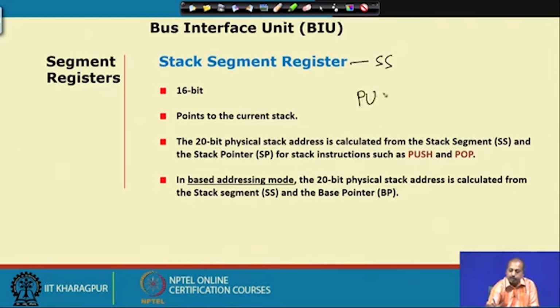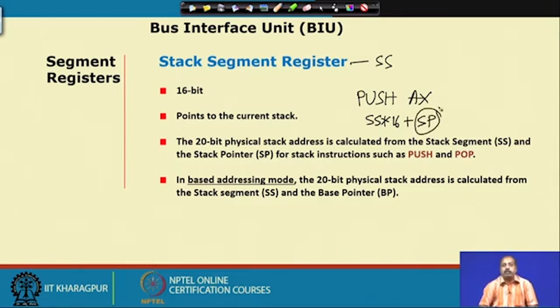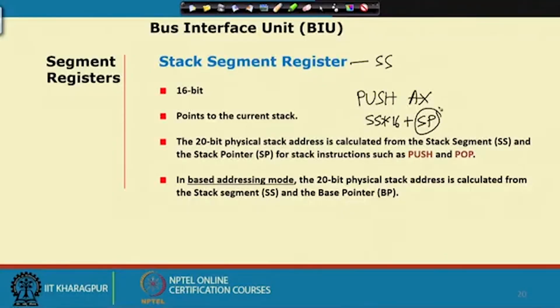You can have an instruction like push AX. What we want to do is save the register AX into the stack. To what address will it be pushed? That will be determined by the segment register content multiplied by 16 plus the stack pointer register. There is a stack pointer register available in the execution unit of this 8086. That value will be added with 16 into SS, and that will give me the address where the AX content will go.